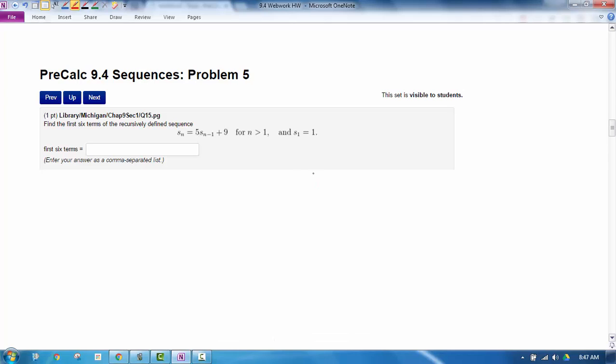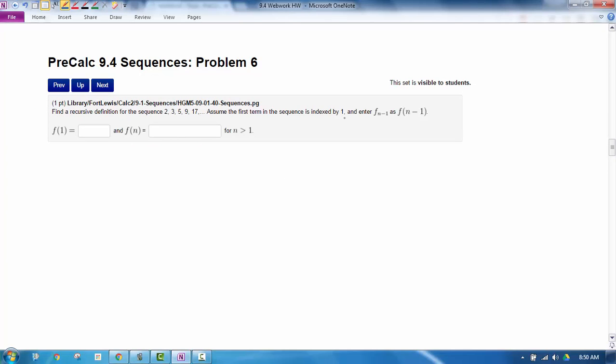All right, the next problem then, it gives us this recursive defined sequence, and it says we start with 1. So if we start with 1, that's our first term. First term is 1, they tell us. This tells us then to take the previous term, multiply by 5, and add 9 to get the next term. So each time we're going to multiply by 5 and add 9. So that'd be 1 times 5, which gives you 5, plus 9 is 14. So each time we're going to do that to get the next term. We're going to multiply by 5 and add 9, which gives us this as our first 6.